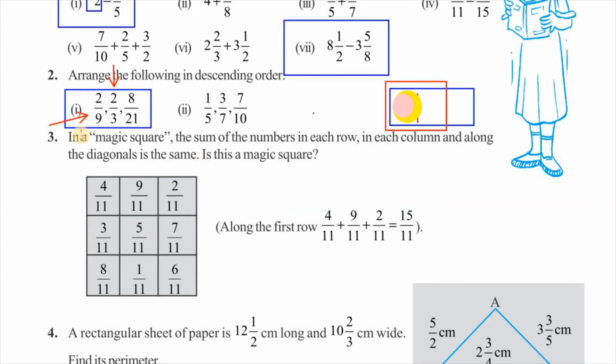The next question is, in a magic square, the sum of the numbers in each row, in each column and along the diagonals are the same. So if something is a magic square, I think we learnt about this in our previous lesson, the sum along each row, each column and even along the diagonal should be the same. So this is the diagonal.